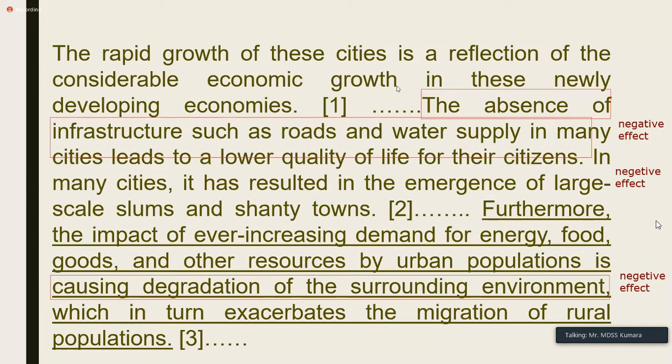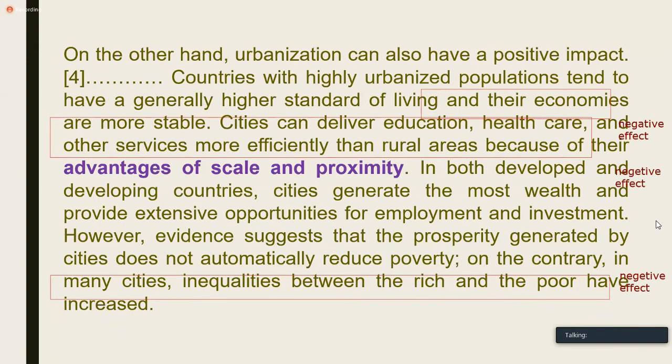What the sentence means is that these cities are growing because the economies are growing. So it's not about a positive effect of urbanization, but something positive about urbanization. So like cities are growing because the economies are growing. So the reasons for the growth of the cities. And then in the last paragraph, the first sentence says, on the other hand, urbanization can also have a positive impact. So as you see here, this is the topic sentence.